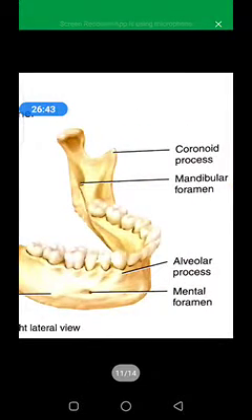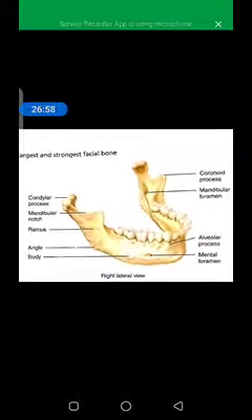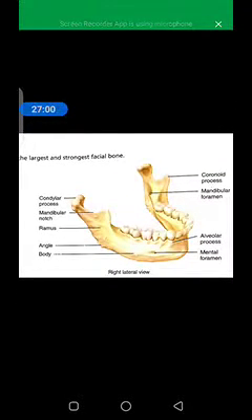Okay, mental foramen is also called as mental foramen. The coronoid process, mandibular foramen. Inside there is mandibular foramen upside. This is called as mental foramen. And the alveolar processes for your teeth. It contains. This is the mandible.